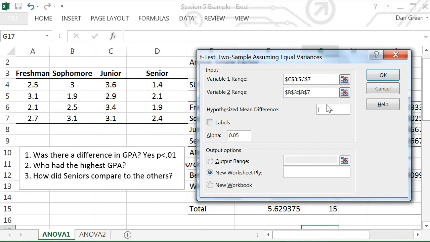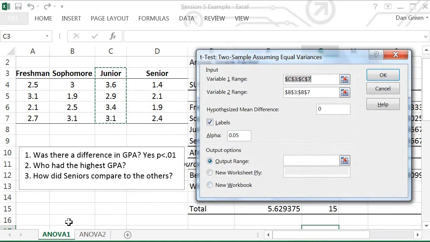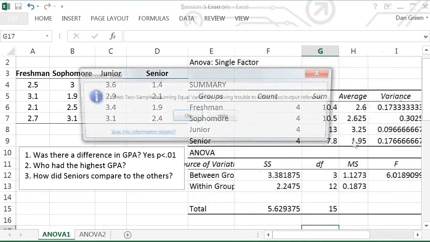Hypothesized mean difference is 0. We're going to click labels because we included labels in the first row. 0.05 is our test value, our alpha value we're testing against. And our output range, why don't we just put the upper left corner of the table just below the ANOVA. I'm going to click OK. There we go. And click OK.